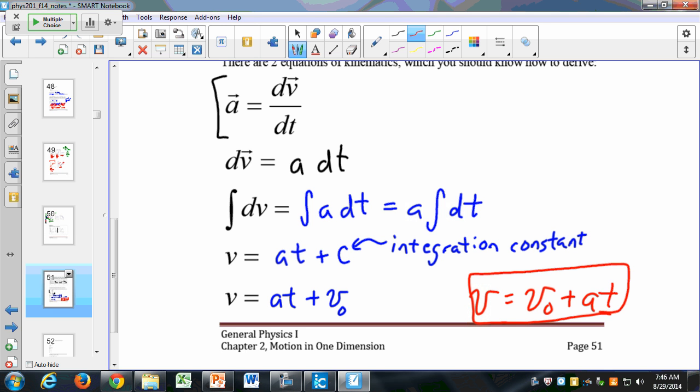So there are really two derivations that you'll be responsible for, and this is the first. It hinges on this definition. So you'll need to know that definition for acceleration. It's the first derivative of the velocity. And then the second hinges on the definition of the velocity, which is the first derivative of the position.